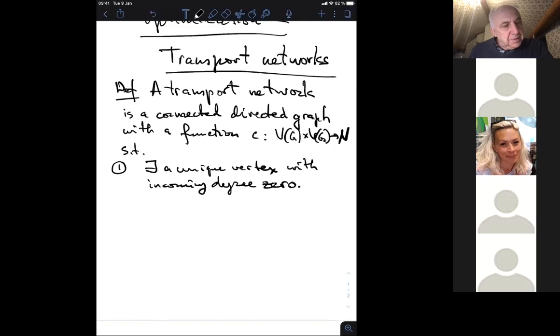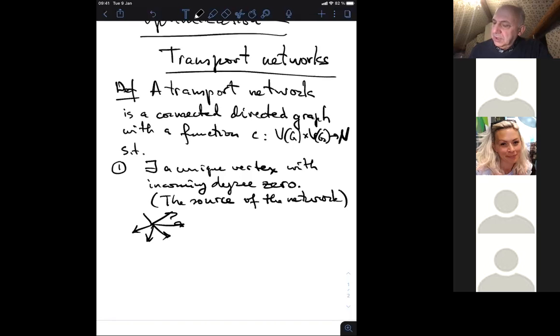So this is called the source of the network. The source means that all edges are directed outside.